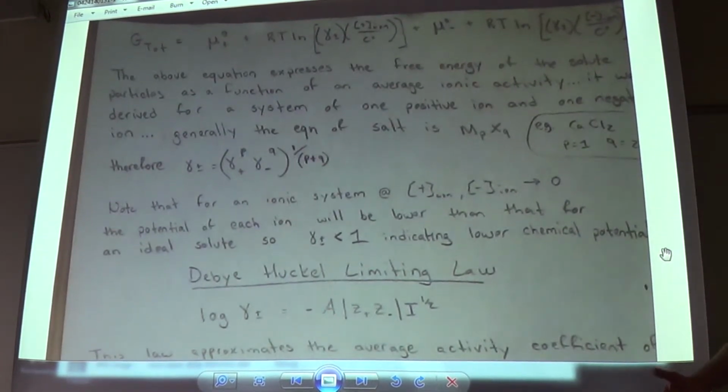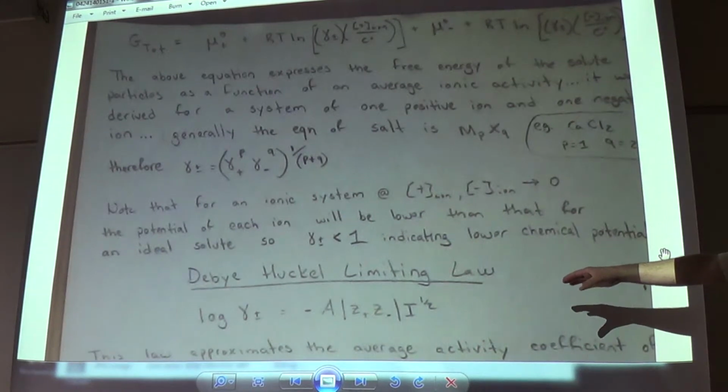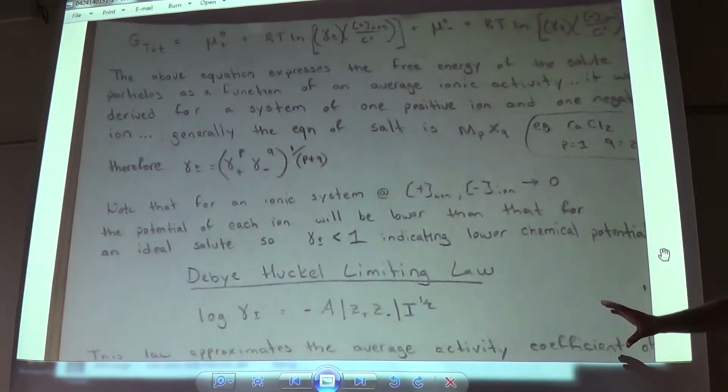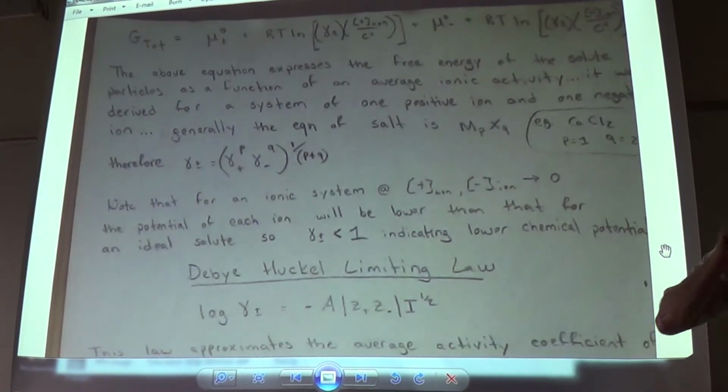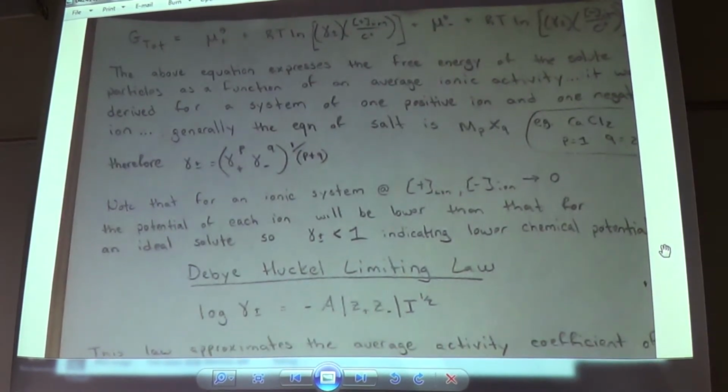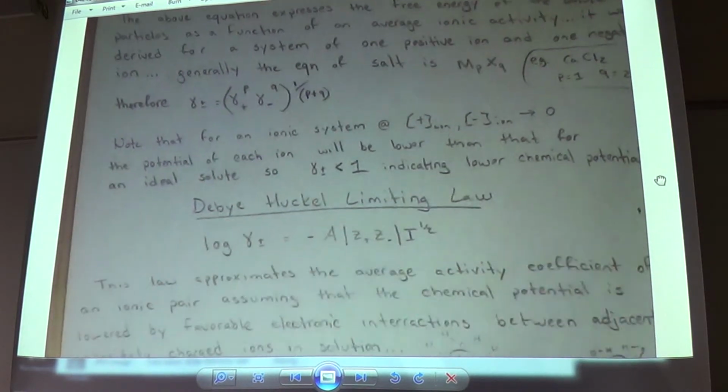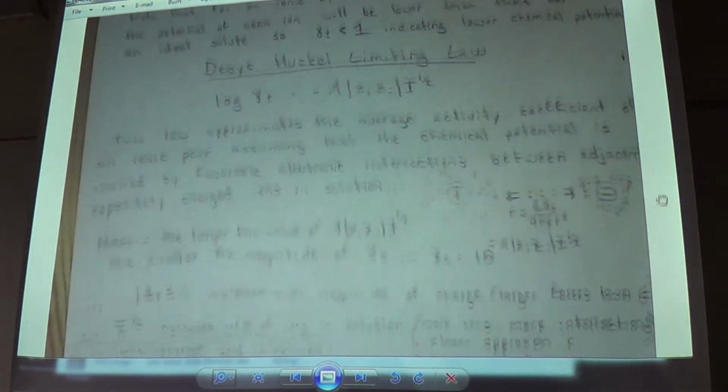We don't have time in this class to go over the derivation of this limiting law, but we're going to talk about its effects, and we're going to talk about when it fails and why it fails a little bit. Hopefully, when you guys get the chance, you'll go study it a little bit on your own.